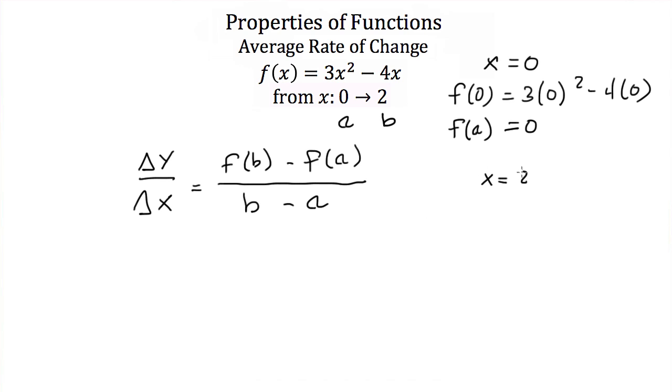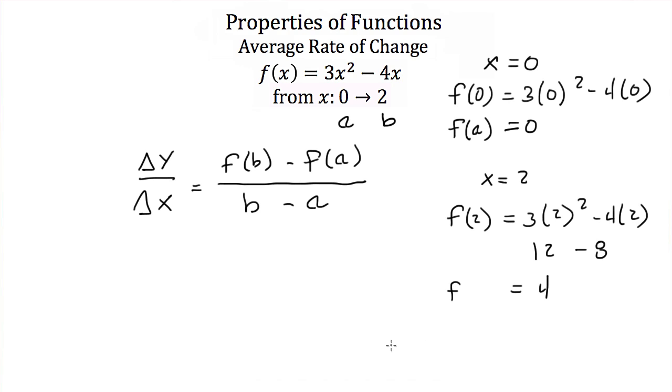Do the same thing for b, or when x is equal to 2. So the function value when x is equal to 2 is equal to 3 times 2 squared minus 4 times 2. All I did was plug in 2 for x. 2 squared is 4, 4 times 3 is 12. 4 times 2 is 8, so 12 minus 8 is equal to 4. So our function value when x is equal to 2 is 4. But remember, 2 is b. So our function value when x is b is equal to 4.